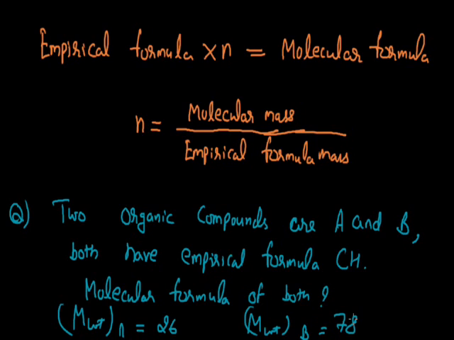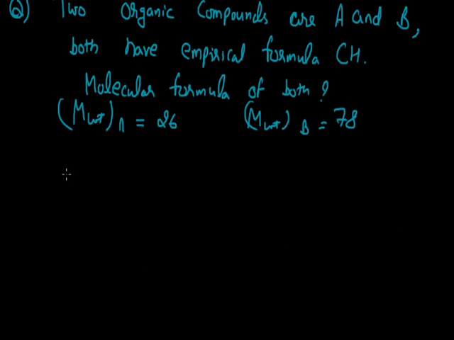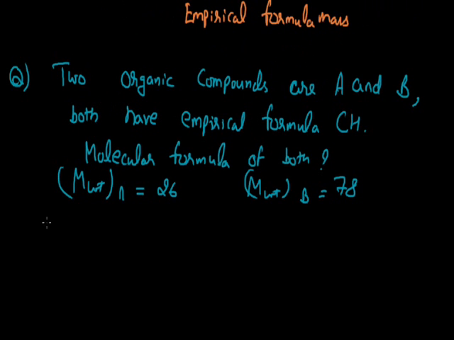So here we are to find out the molecular formula with the help of empirical formula. As we have seen, the relationship between empirical formula and the molecular formula can be found if we have the value of n, and this n can be calculated by dividing the molecular mass with the empirical formula mass. So let's solve this. First we will be starting with the empirical formula. As we are provided, the formula is CH. For both the compounds, the empirical formula is CH.